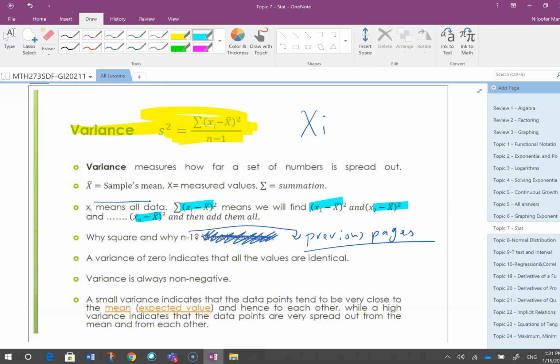Okay? And then this will be variance, which shows how far the data are from each other. So a small variance, look at this, a small variance indicates that the data is close to the mean. If I have a small variance, it means they are close to each other. Large variance, they are far from each other. So if I have a small variance, a small standard deviation, it's great.